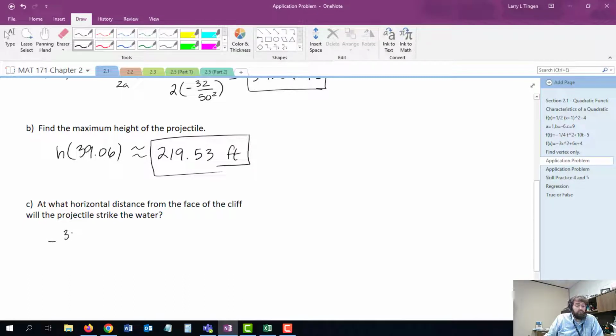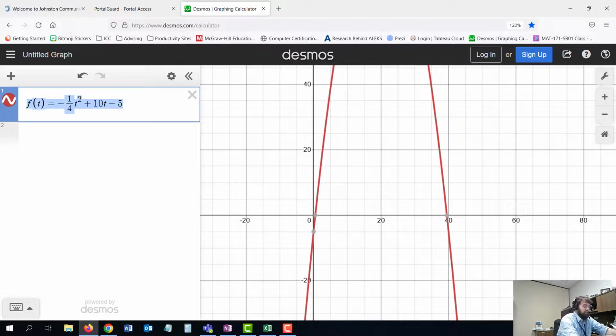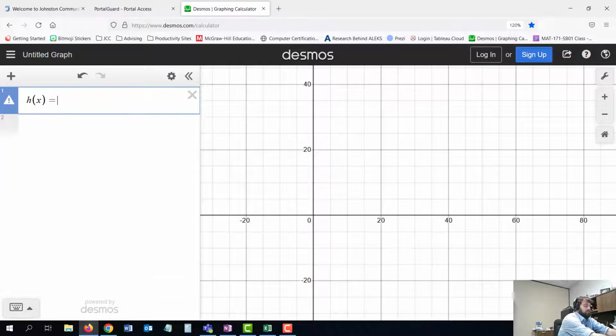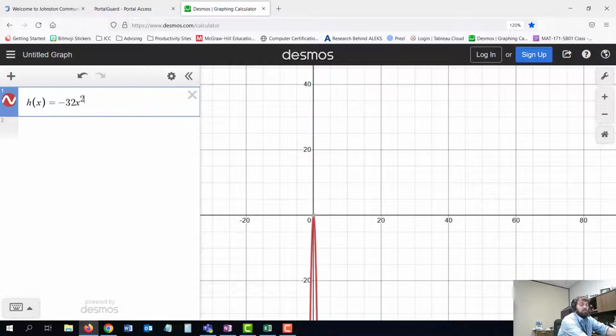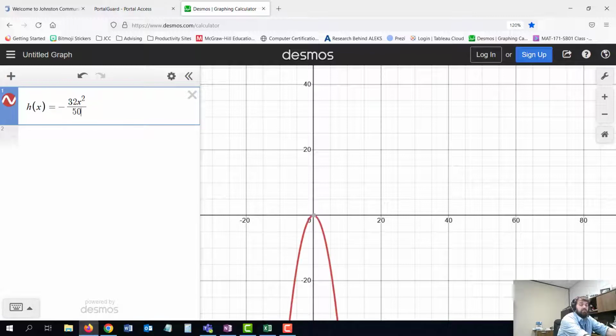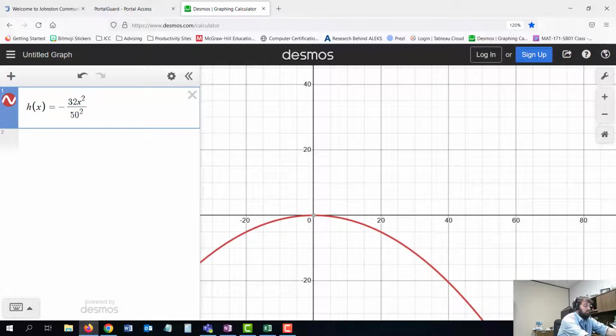So that means I take my original and I set it equal to 0 and I solve. So that is negative 32x squared divided by 50 squared plus x plus 200 equals 0. And you solve it. You're going to end up with large numbers if you do this by hand, because that 50 squared is going to come into play. But we can still use Desmos to our advantage. So let's plug in h of x, negative 32x squared divided by 50 squared plus x plus 200.